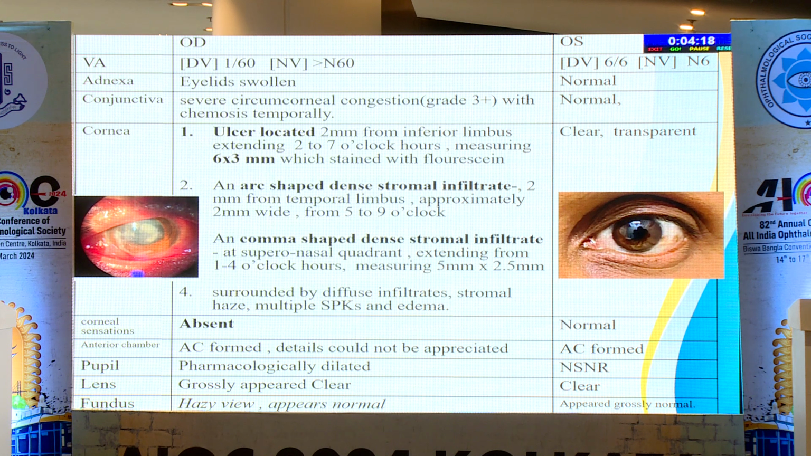We noticed an ulcer located 2 mm from inferior limbus, extending 2 to 7 o'clock hours, measuring 6 x 3 mm with stain with fluorescein. There was an arc-shaped dense stromal infiltrate 2 mm from temporal limbus, approximately 2 mm wide from 5 to 9 o'clock position, and a comma-shaped dense stromal infiltrate at superior nasal quadrant extending from 1 to 4 o'clock position, measuring 5 x 2, surrounded by diffuse infiltrates, stromal haze, multiple SPKs and edema. Corneal sensations were absent, AC was formed, details could not be appreciated.